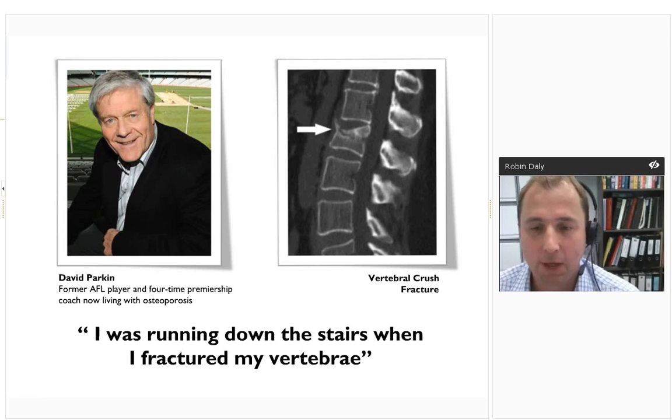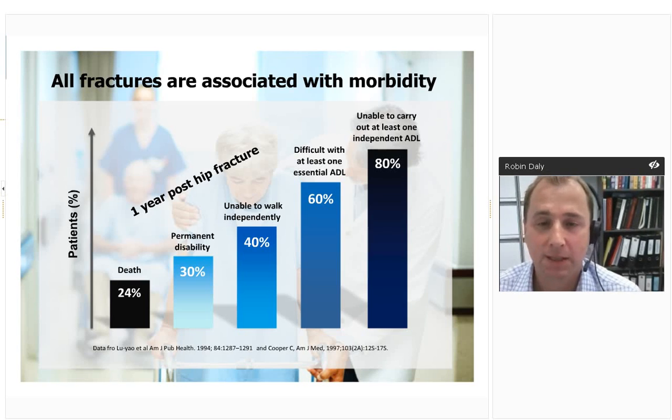So we know osteoporosis affects both men and women. It's about 1 in 2 women over the age of 60 compared to 1 in 3 men. But it's really fractures that we're trying to prevent. And there's good reason why we're trying to prevent fractures. And here are some quite alarming statistics which many people aren't really aware of.